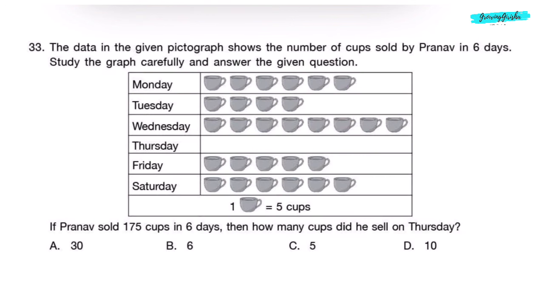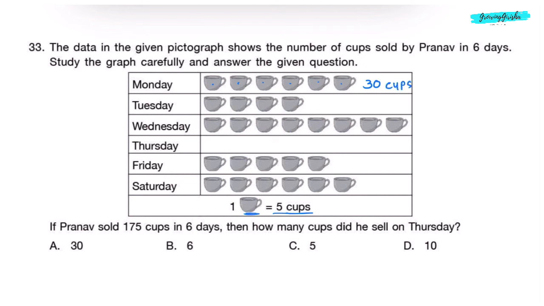Question 33. The data in the given pictograph shows the number of cups sold by Pranav in 6 days. Study the graph carefully and answer the given question. 1 cup is equal to 5 cups. If Pranav sold 175 cups in 6 days, then how many cups did he sell on Thursday? On Monday, he sold 1, 2, 3, 4, 5, 6 cups. No. 1 cup is equal to 5 cups. So, 6 fives are 30 cups on Monday.